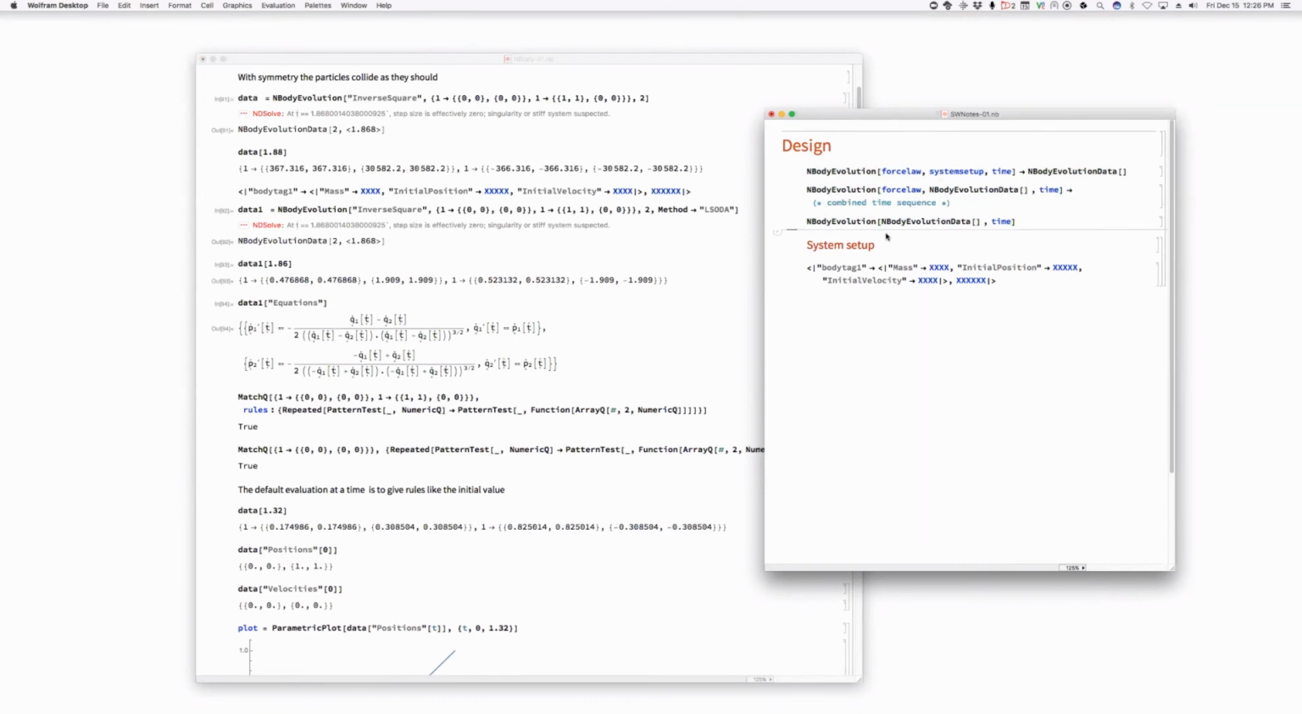But if you change the force law, where do you give the new parameters? Well, in this first argument. But the first argument is just a string saying what type. No, I thought it could be an association giving more detail about the force law. Okay, so n-body evolution of just force law and system setup, without a time, can just construct an n-body evolution data with just the initial conditions, ready to go, so to speak. Yes, that's a reasonable thing to do.